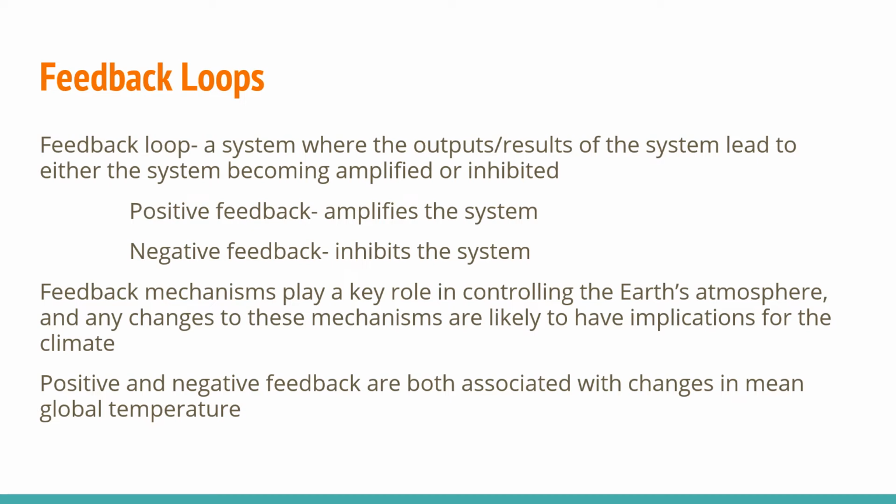And these feedback mechanisms really play a key role in controlling the Earth's atmosphere. And when we have changes to these, like have occurred with air pollution and have occurred with some of these things that are causing global warming to occur, it can really have huge implications for the climate and can lead to a change in mean global temperature.